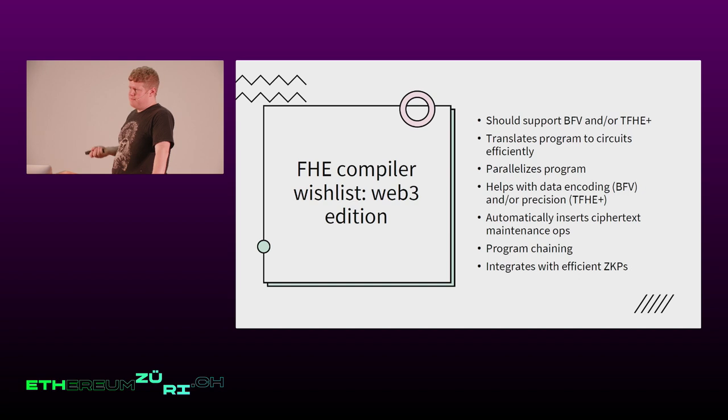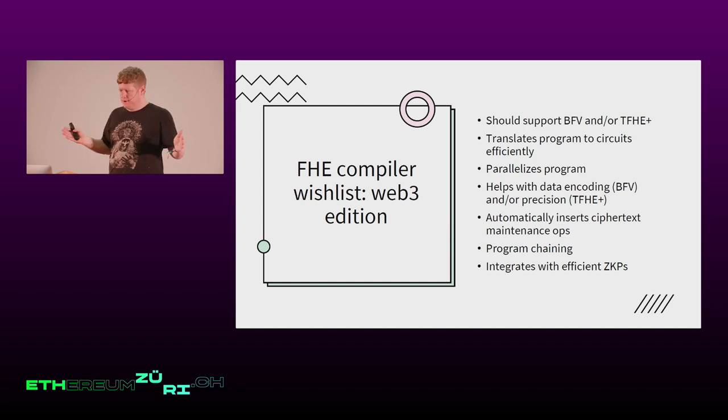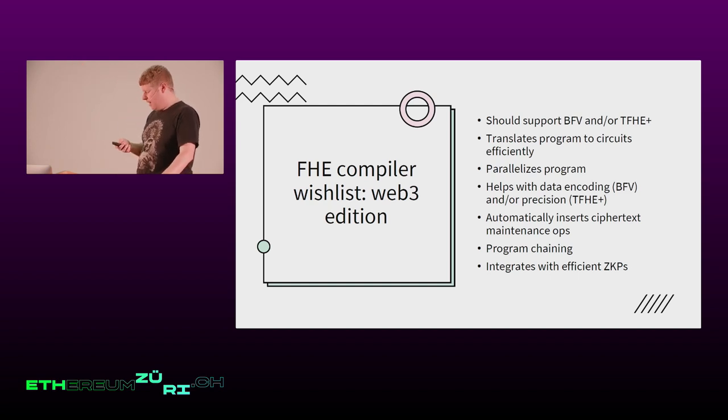And finally, a lot of compilers today view FHE compilation as: I'm going to compile this one circuit, I'm going to run some inputs through it, get a result, and then decrypt that, and that's the end of the story. But that's not really the scenario in Web3. In Web3, you have a balance that's on chain. I send some money to you, your balance increments, you send some money to someone else, now it decrements. And so the ciphertext is going through multiple circuits. We call this program chaining, and this is a mechanism that will help inform what parameters you should use during compilation.